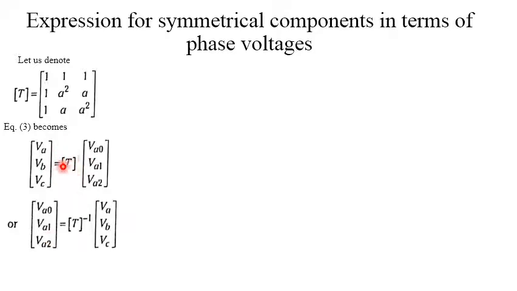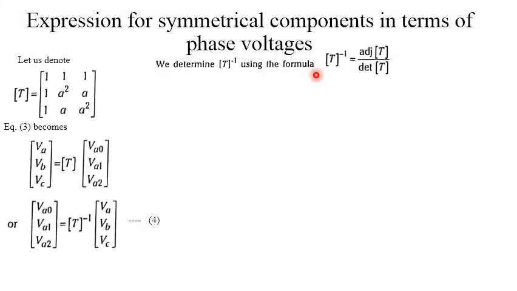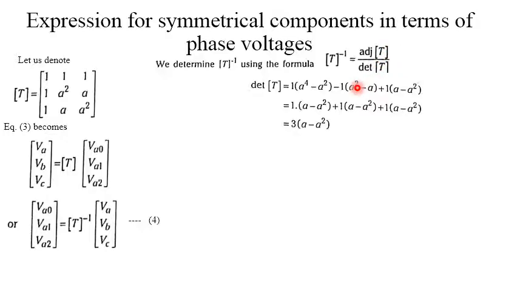What will happen? This matrix goes to the left hand side, so it becomes the inverse of the matrix times VA, VB and VC. Let's consider this is equation 4. So we need to determine the inverse of the matrix. How do we calculate the inverse of the matrix? That is nothing but adjoint of the matrix divided by determinant of the matrix. Let's understand what is the determinant of the matrix.